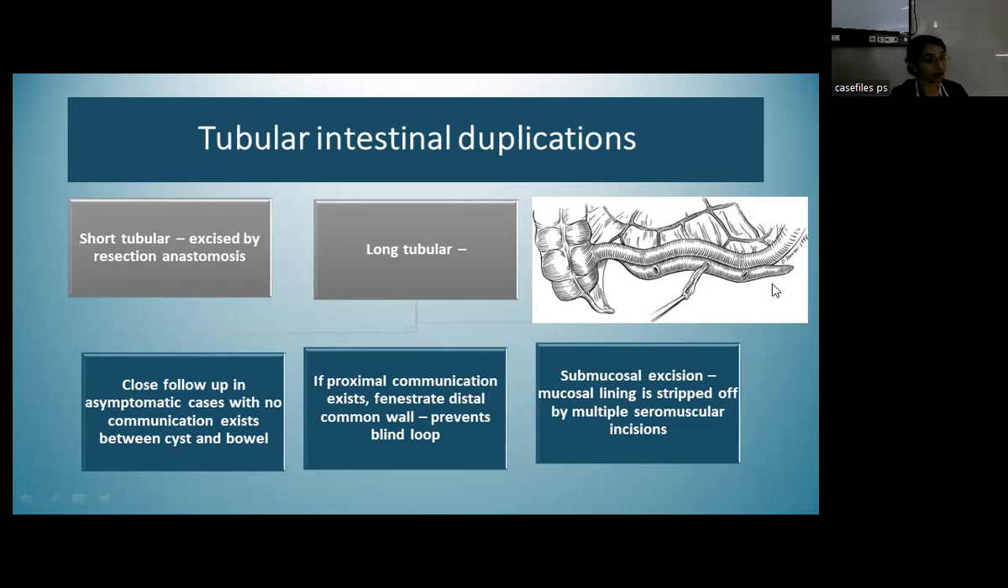This is only done if it is a very long tubular duplication, and a resection and anastomosis of that amount of bowel would lead to short bowel syndrome. Only then it can be done. Also, submucosal excision can be done. Multiple enterotomies, as seen in this picture, can be made, and the mucosal lining is stripped off by multiple seromuscular incisions. This can also be performed.